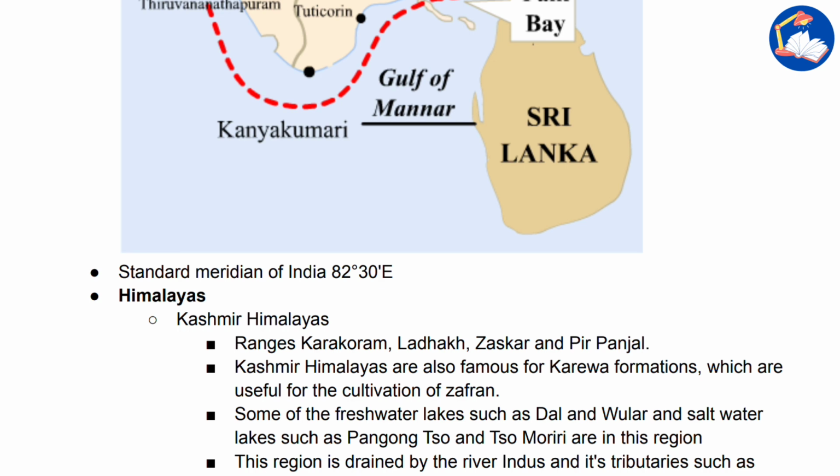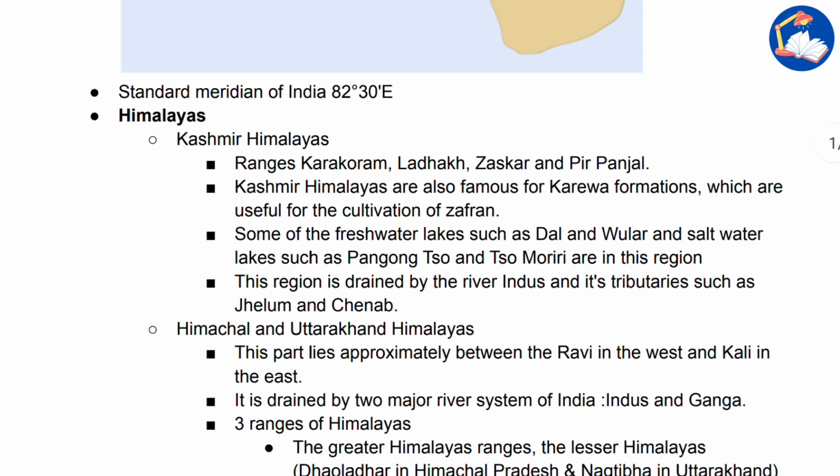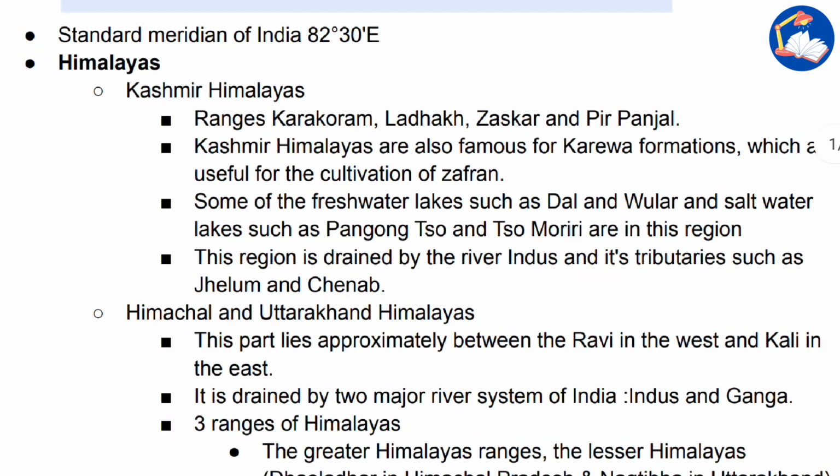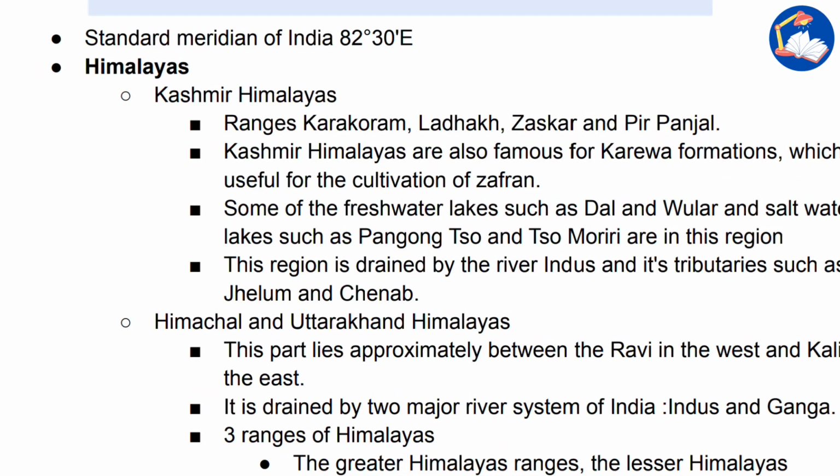Now when we come to the physical features of India, the first one is the Himalayas. Under the Himalayas we have the Kashmir Himalayas. In the Kashmir Himalayas there are the ranges of Karakoram, Ladakh, Zaskar and Pir Panjal. Kashmir Himalayas are also famous for Karewa formations, which are useful for the cultivation of saffron.